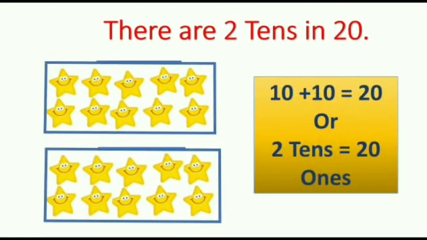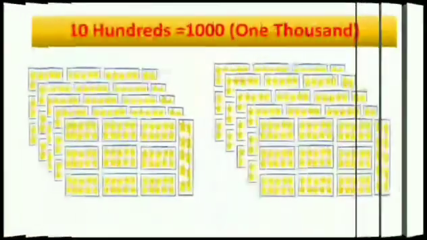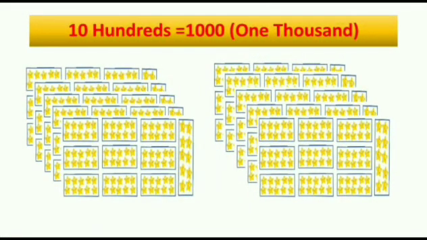There are 2 tens in 20. You can count them. 10 plus 10 is equal to 20. So these 2 tens we can call as 2 tens is equal to 20 ones. There are 10 tens in 100. It means 10 tens is equal to 100 ones. In 10 hundreds, there is 1000 ones.